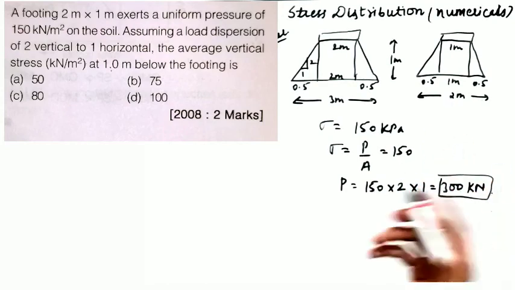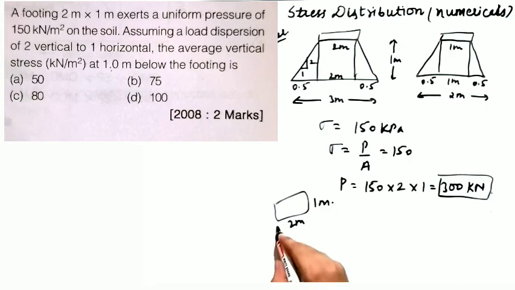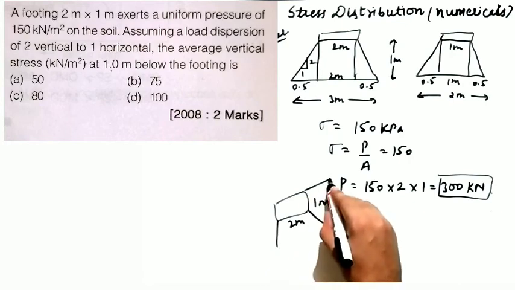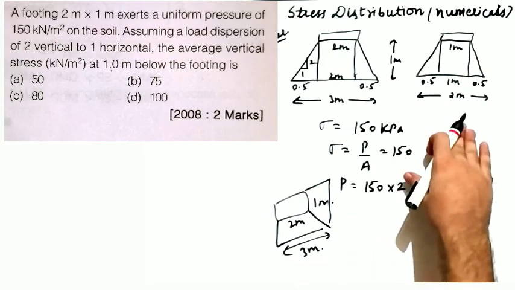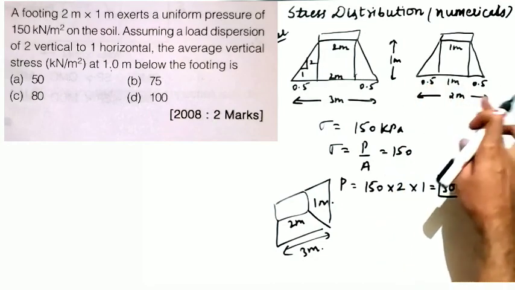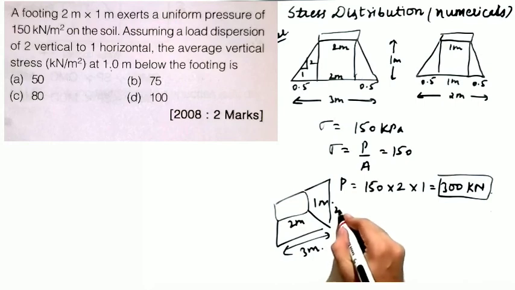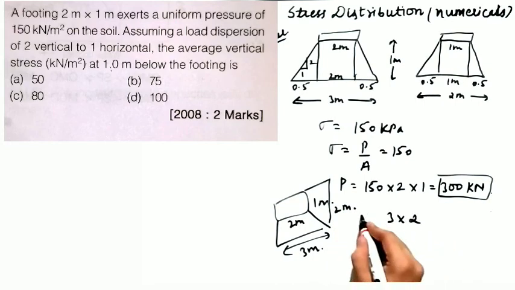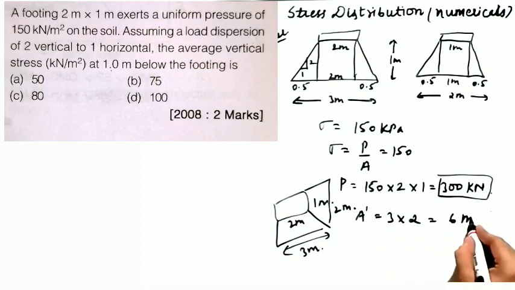Similarly, for the other dimension, it is a rectangular footing 2 meter by 1 meter. So to calculate the area, you will have to calculate both the dimensions. I have calculated this one, it is coming out as 3 meters. Similarly, you can calculate this, the depth is constant, the depth is 1 meter, this will be 0.5, this will be 0.5. So this particular width will be 2 meters. So the new area will be 3 meters by 2 meters. This is A dash and it will be equal to 6 meter square.